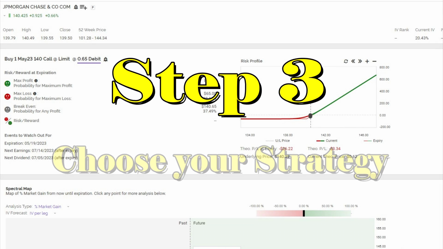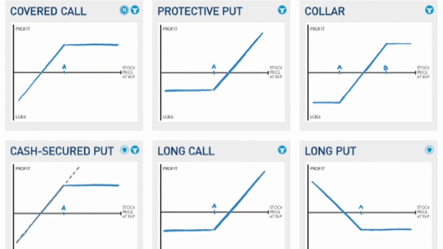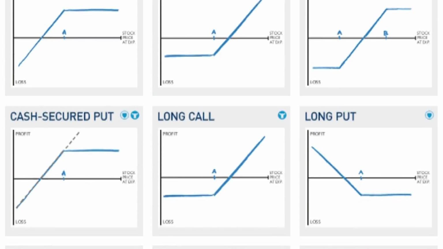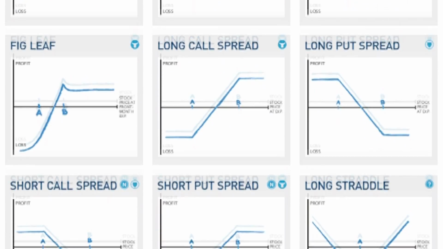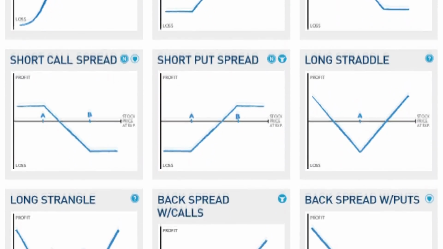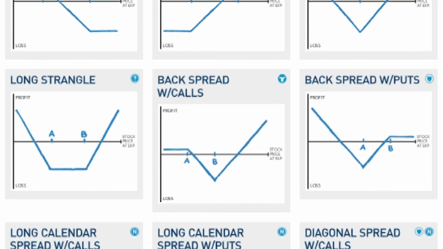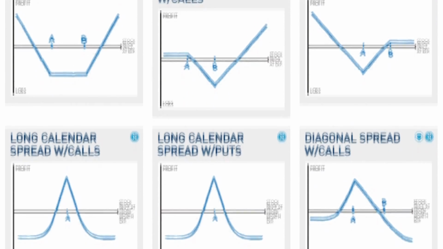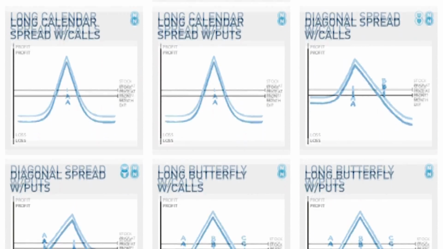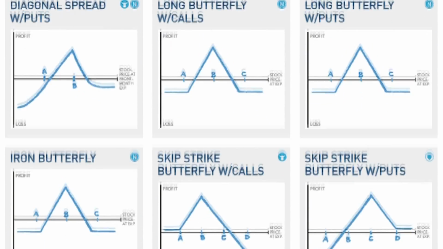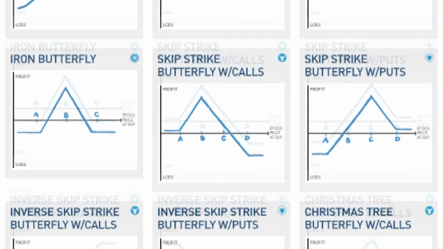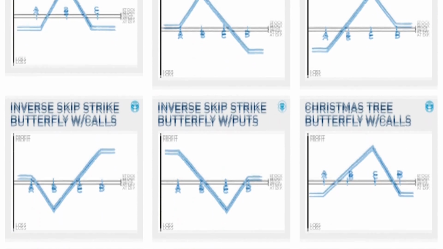Step 3, choose your strategy. Now that you've picked a stock and you have a good feeling for its pattern, you need to select the right option strategy for it. There are an abundance of strategies you can choose from, but each is best suited for a certain stock pattern. With so many strategies available, it can at first seem intimidating and you may be unsure of which one to use. Start with something simple. Build your knowledge and take the time to learn what will work best for you and your goals.